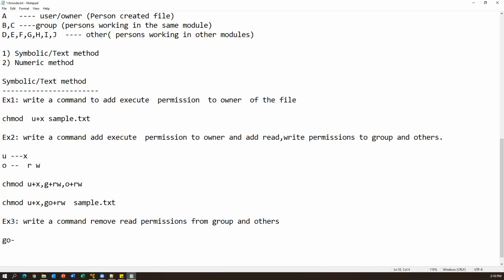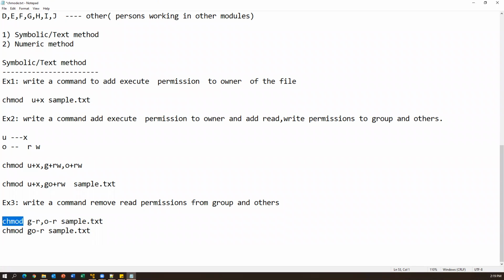And I want to remove the permissions, so I have to use minus. And which permission? Read permission, so I have to use R. From the groups and others, I want to remove read permissions. We can also write the command like this: first from the groups, remove the read permission, comma, from others also remove the read permission. So the overall command will be chmod g-r,o-r and the sample.txt file. Here also we have to specify the name of the file.